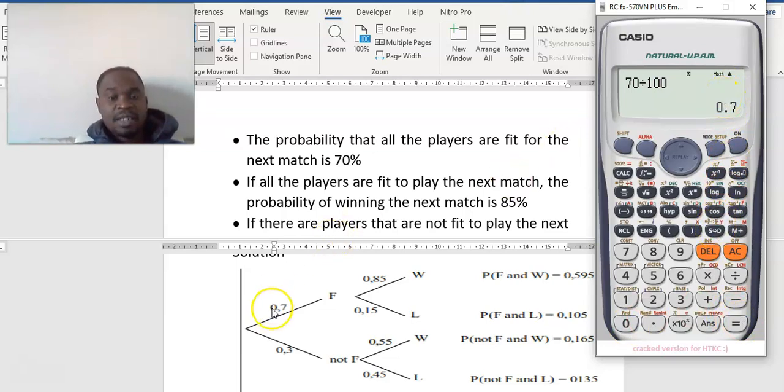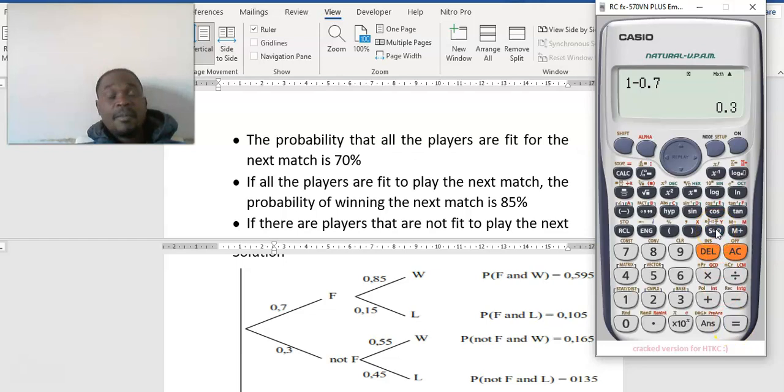Alright, now it means if the probability that the player is fit is 0.7, then the probability that the player is not fit is going to be 0.3. How did you get that one? It's going to be 1 minus 0.7, which is 0.3.